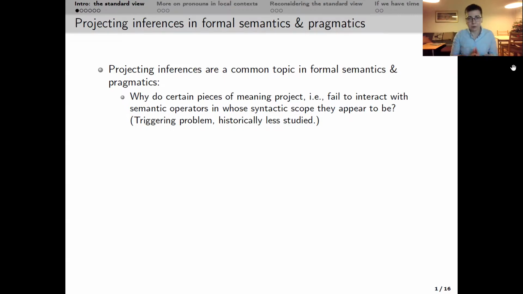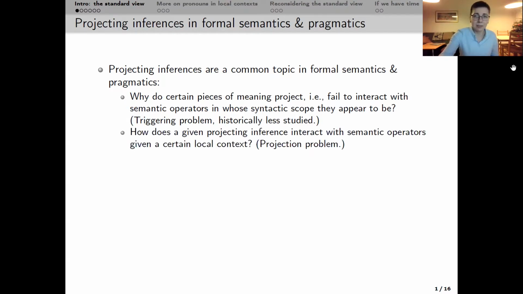And this is known as the triggering problem, which historically has been less studied than the second problem, which is known as the projection problem, which is the question of how a given projecting inference is computed relative to a given local context. And within this traditional approach, people usually make the following assumptions.